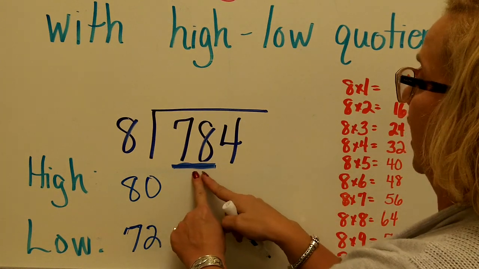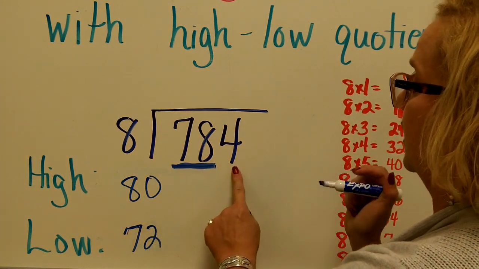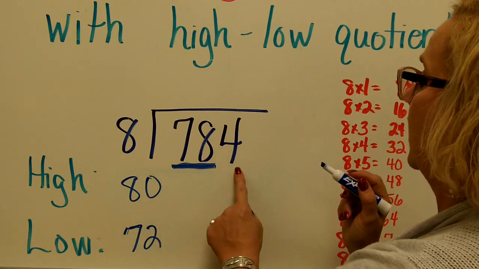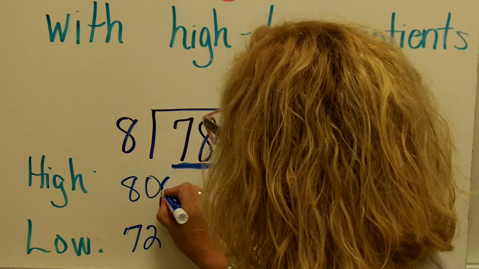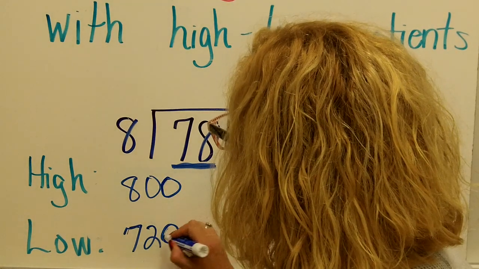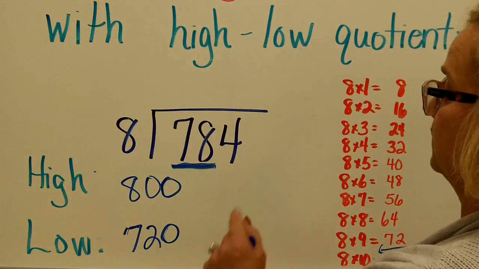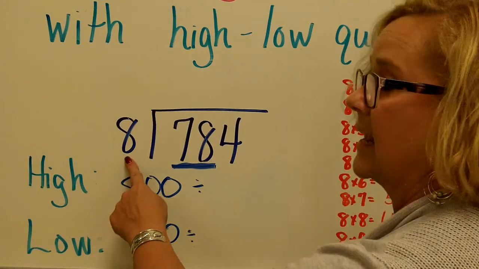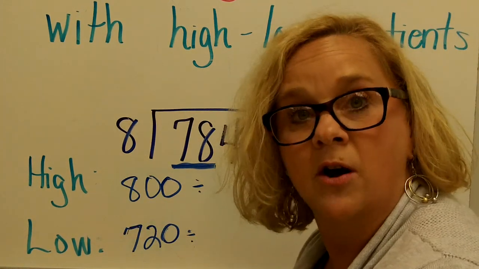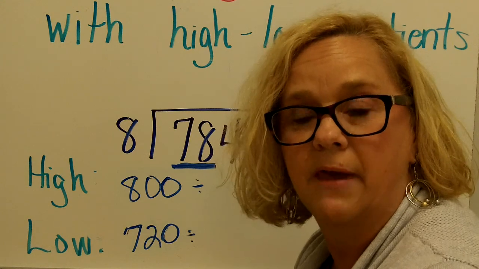Now, if you notice here, I have 78 underlined, but there's nothing here with the 4. So any number here that is not underlined, that's going to turn into a 0. So I'm going to add a 0 here. All right? I'm dividing by 8. I did not round 8, but we are going to round numbers in a minute. I'll show you how that works.